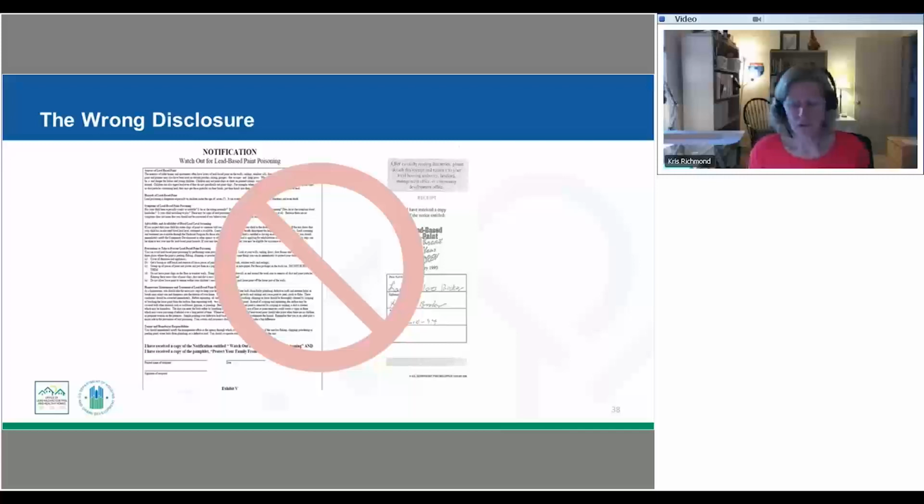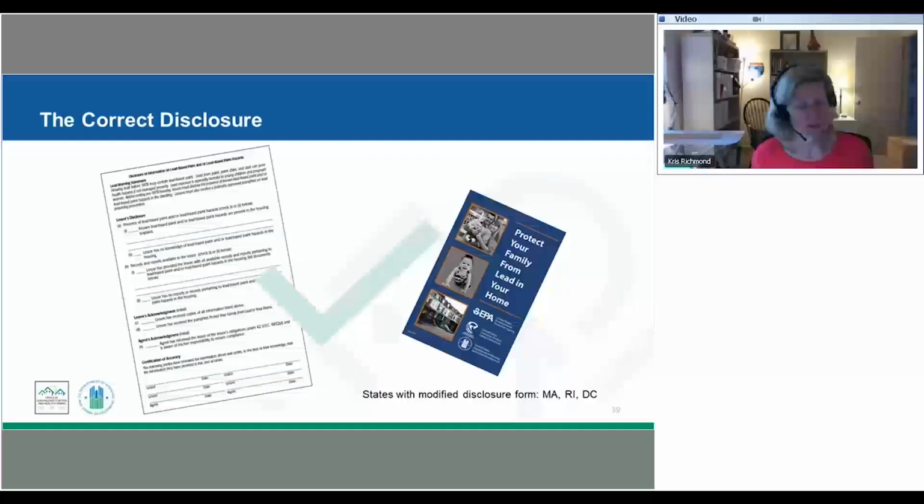Okay, you want to make sure that you're using the correct form. It's a common violation for programs, PHAs, to use the wrong form. The form that you see here, this watch out for lead-based paint poisoning form, is not the correct form. So we want to make sure that we are using the correct form, which I have on the next page. So the correct form is the disclosing of information on lead-based paint and lead-based paint hazards.